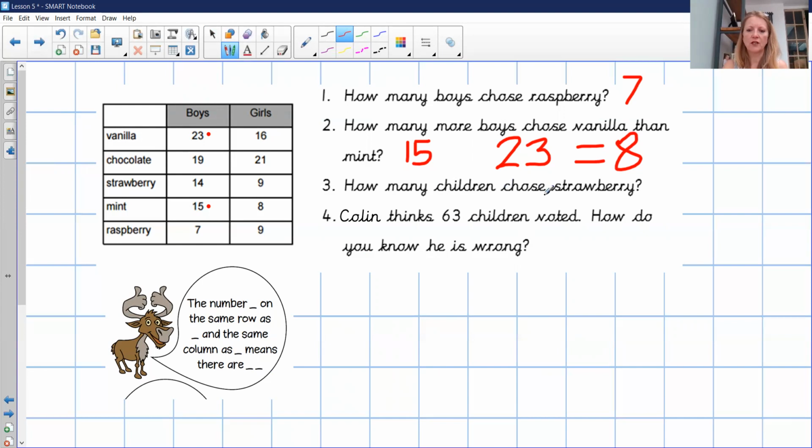How many children chose strawberry? So here's strawberry. How many children? So that's both boys and girls, isn't it? Not just one of the columns. So the strawberry row is 14 and 9. 14 add 9 is 23.